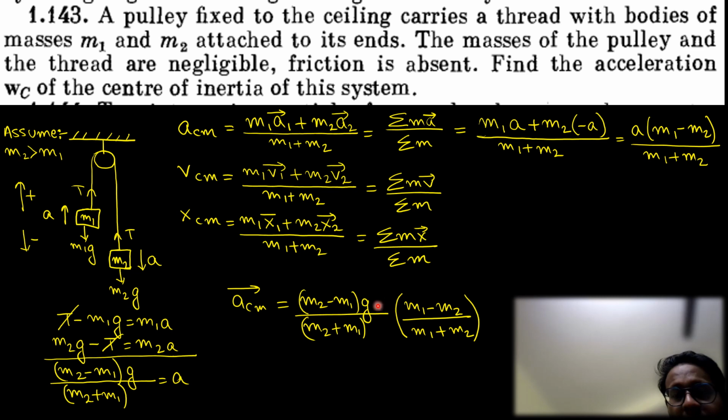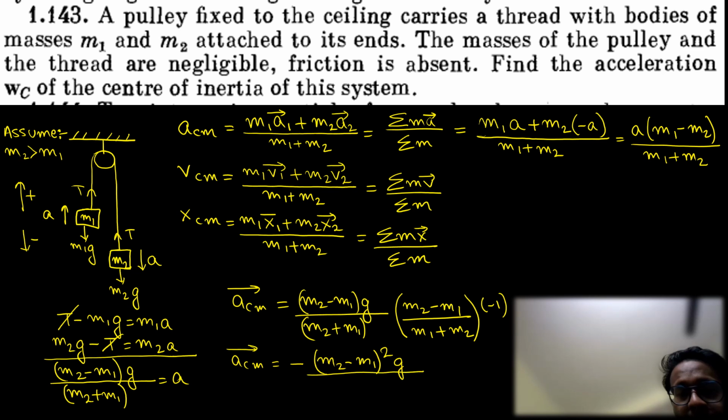Now if I take minus common from this term, it would be m2 minus m1. This m2 minus m1 multiplied by the other m2 minus m1 would be (m2 minus m1) squared. However, this m2 plus m1 and the other m2 plus m1 would be (m1 plus m2) squared. So the acceleration of center of mass would be minus (m2 minus m1) whole squared into g, divided by (m2 plus m1) whole squared.